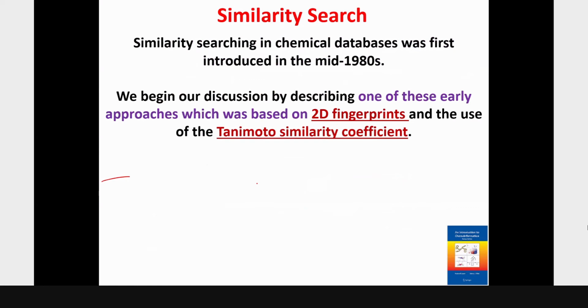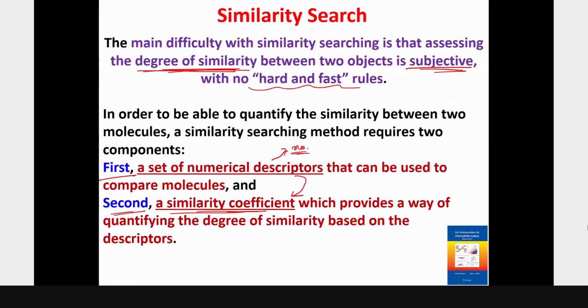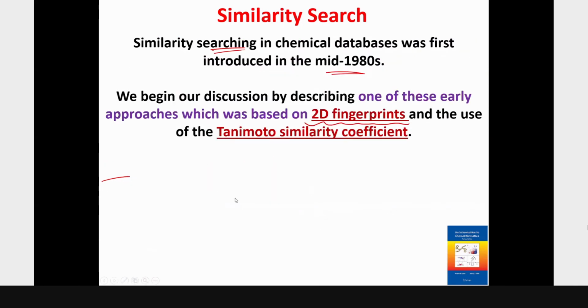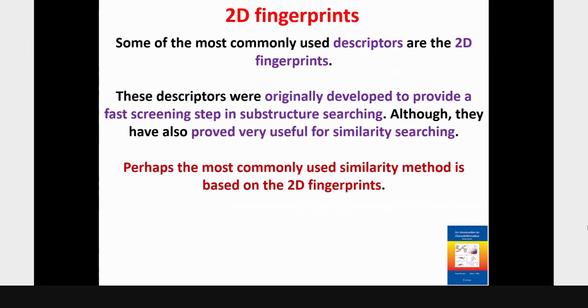So what kind of descriptors are you going to use? All these kinds of search methods are very old, even from the mid 1980s. People normally use the descriptor called 2D fingerprints, and they calculate the similarity coefficient. There are so many different similarity coefficients. One of the most famous ones is the Tanimoto similarity coefficient. So the first one is the descriptor, the second one is the similarity coefficient. We'll try to understand what these fingerprints and similarity coefficients are.